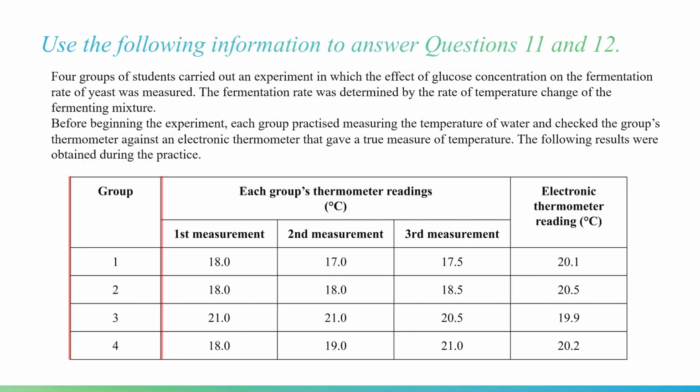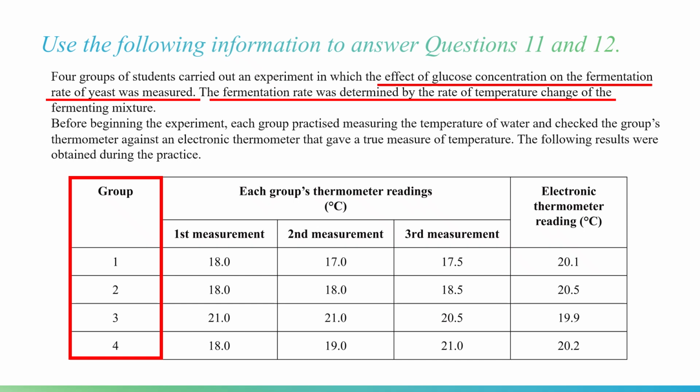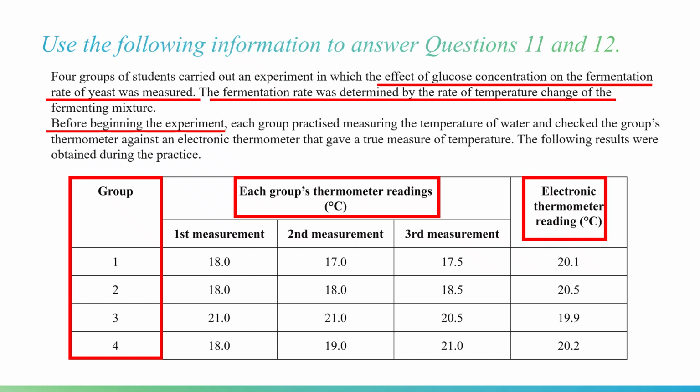Four groups of students carried out an experiment in which the effect of glucose concentration on the fermentation rate of yeast was measured. The fermentation rate was determined by the rate of temperature change of the fermenting mixture. Before beginning the experiment, each group practiced measuring the temperature of water and checked the group's thermometer against an electronic thermometer that gave a true measure of temperature. The following results were obtained during the practice.